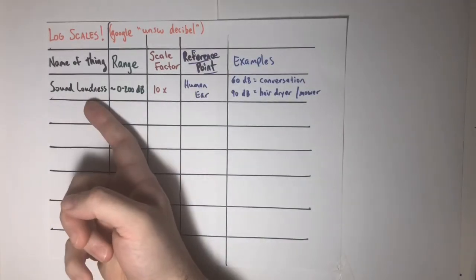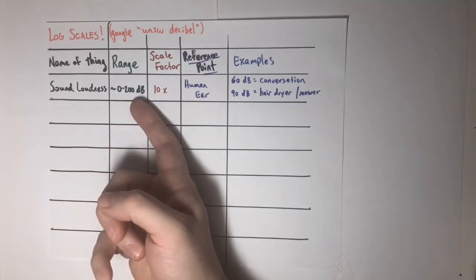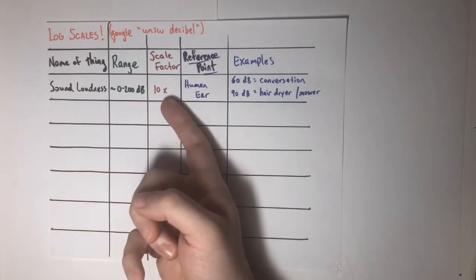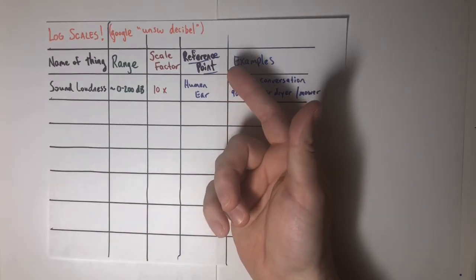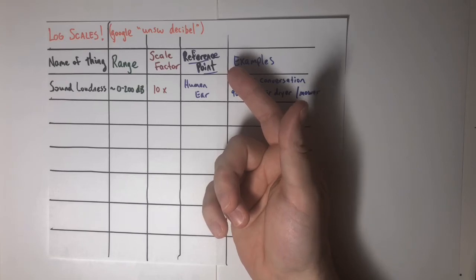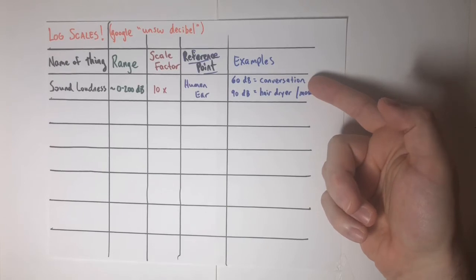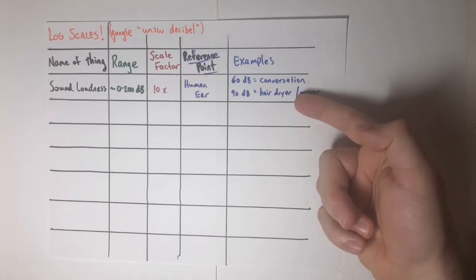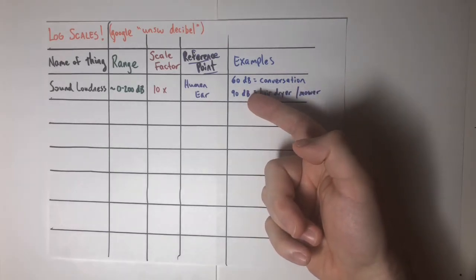So sound loudness is a great example of a logarithmic scale because every 10 decibels represents a difference in a factor of 10 in how loud the sound is. In other words, something that is 50 decibels would be 10 times as loud as something that's 40 decibels, and something that is 30 decibels would be 100 times as loud as something that's 10 decibels. Normal human conversation is about 60 decibels. A hair dryer or a lawnmower, when you're really close to them, are about 90 decibels, and that's close to the range of human hearing loss as you get exposed to these for a long time.